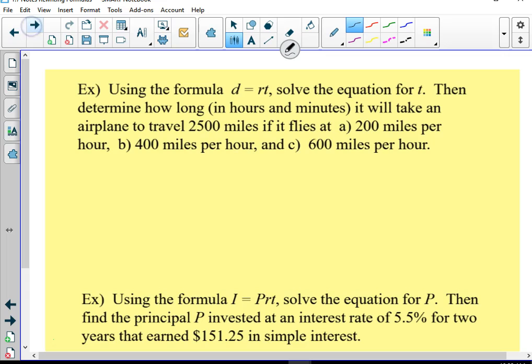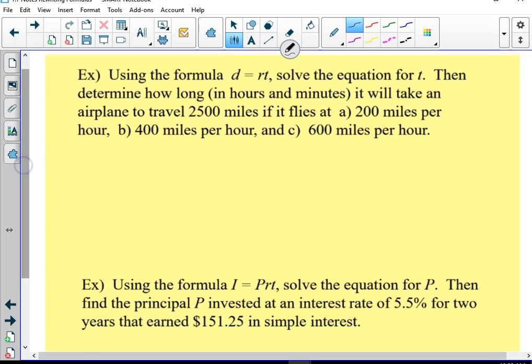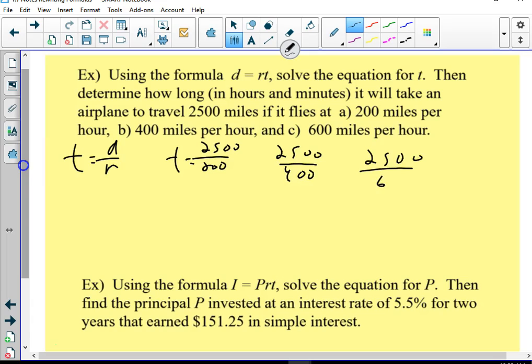One last example. Oh, one last slide. So d equals rt. Solve for t. So t is going to be equal to what? D over r. Good. Now it says, determine how long in hours and minutes it will take an airplane to travel 2,500 miles if it flies at 200 miles per hour, 400 miles per hour, and 600 miles per hour. So that's basically just going to be 2,500 divided by 200, 2,500 divided by 400, and 2,500 divided by 600.